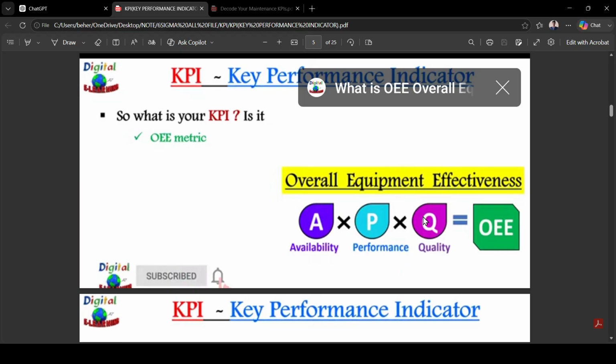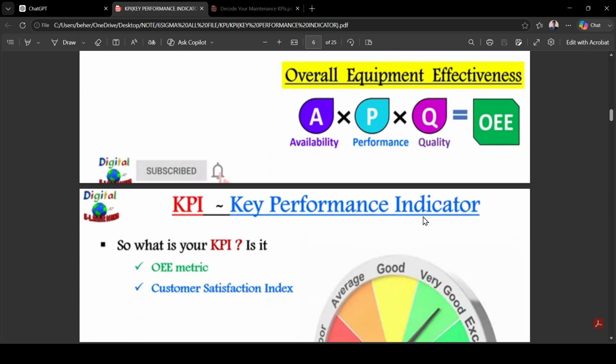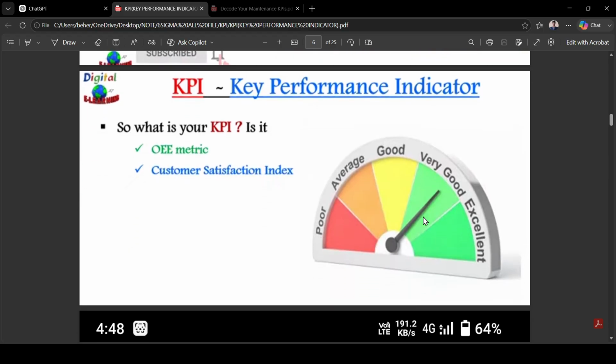So what is KPI? The first is the OEE metric. OEE means overall equipment effectiveness, so OEE equals availability times performance times quality. The second key performance indicator is the customer satisfaction index, rated as poor, average, good, very good, excellent.